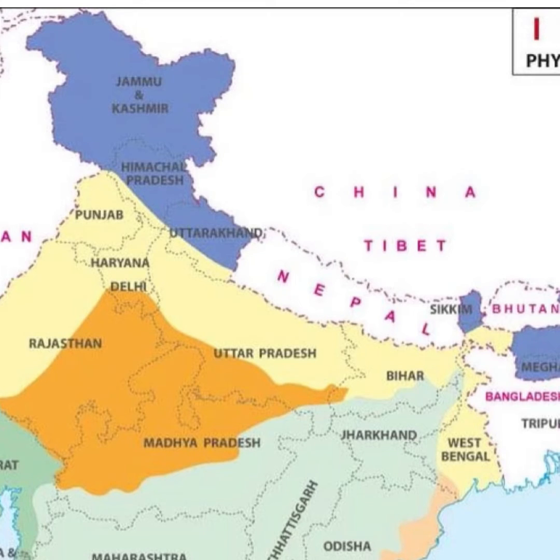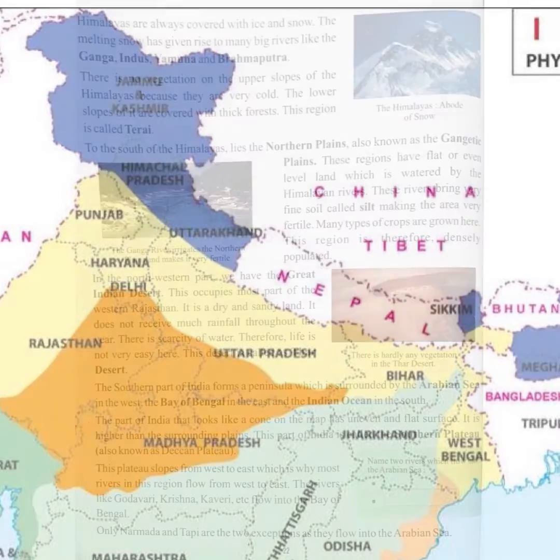Mount Everest has the highest peak in the world. Okay? It has the highest mountain peak in the world. सबसे ऊंचा mountain है पूरी दुनिया का. Okay? It is in Nepal.